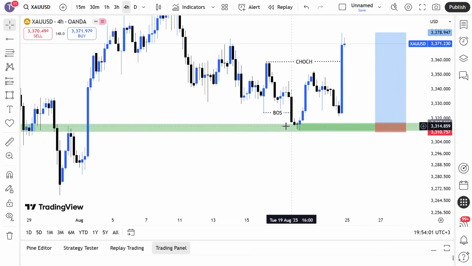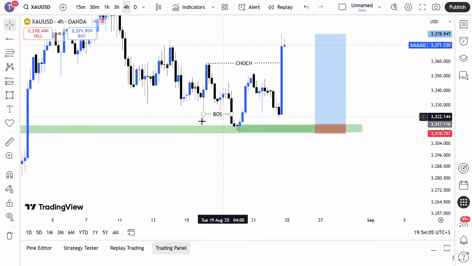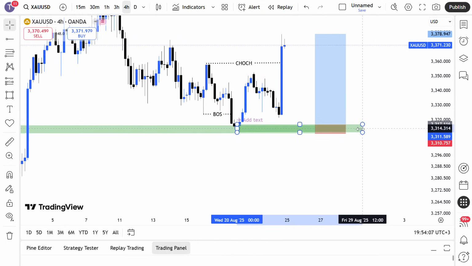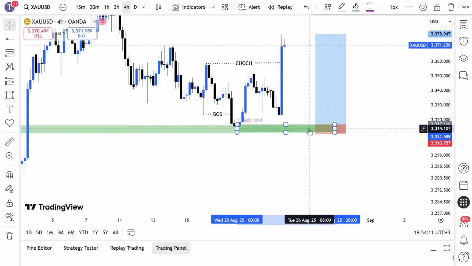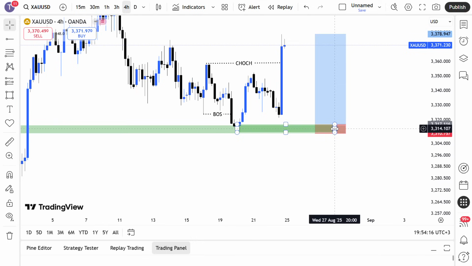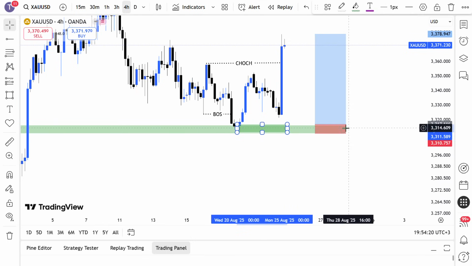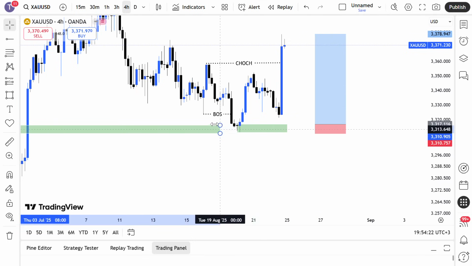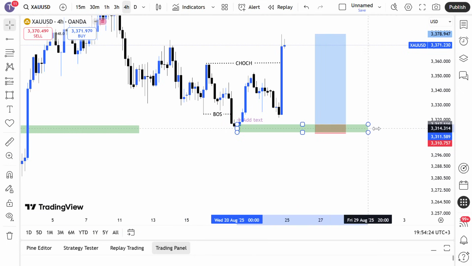So price came into this area and this is the reaction to the upside. Let me adjust this so that the order block can be very clear. Sorry, let me try to adjust that so that the zone can be very, very clear.